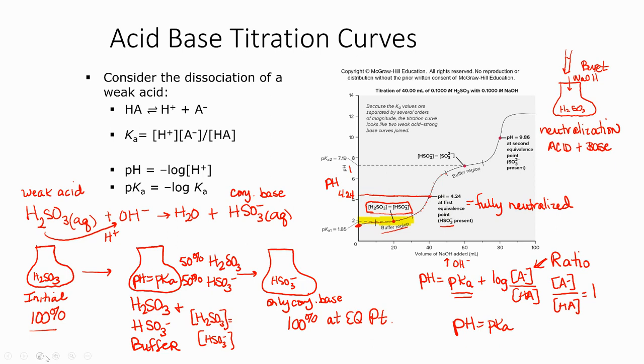Now, putting this into perspective, though, do you recall what our criteria is for a functional buffer? What range will it be effective? Plus or minus 1 unit from pKa. So if the pKa is 1.85, this would be buffered between 0.85 and 2.85.